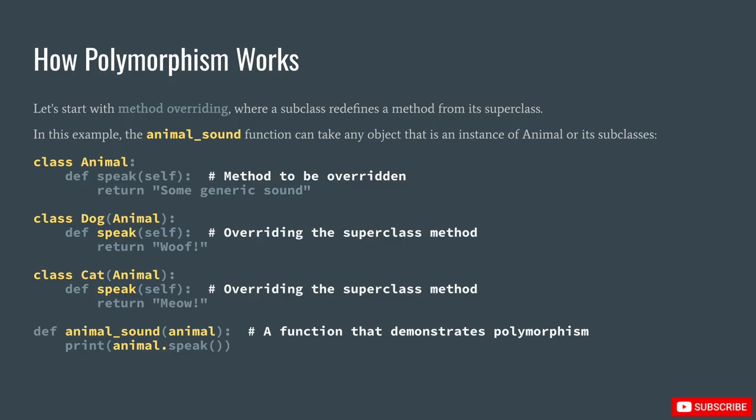In this scenario, a subclass can redefine a method from its superclass. Here, both the dog and cat classes override the speak method defined in the animal class. When we call animal sound with different animal instances, it will invoke the appropriate speak method based on the actual object type, showcasing how polymorphism allows for flexible and dynamic method behavior.